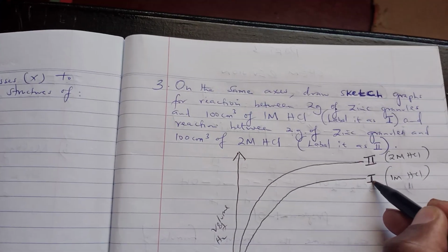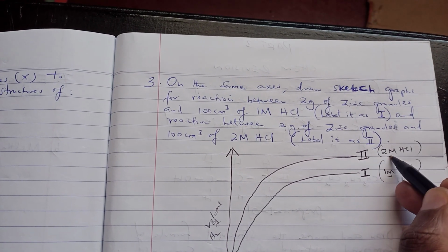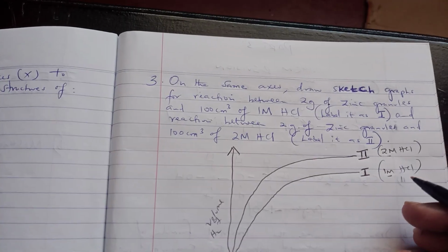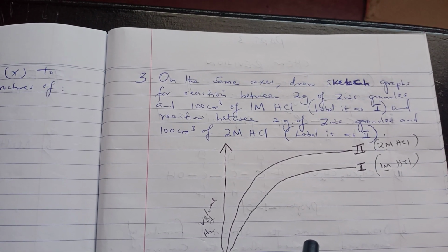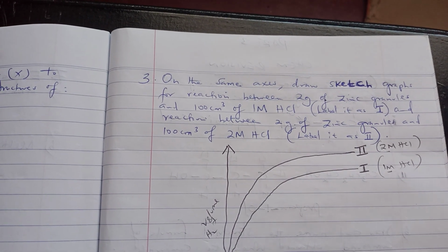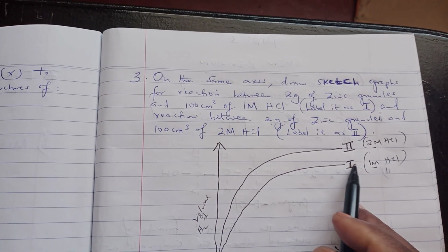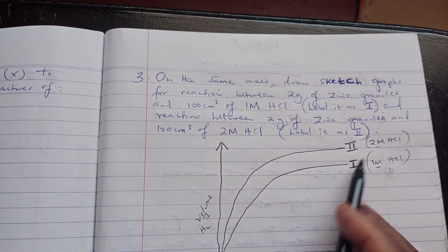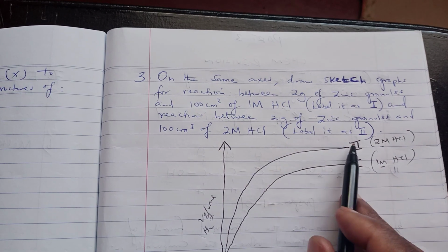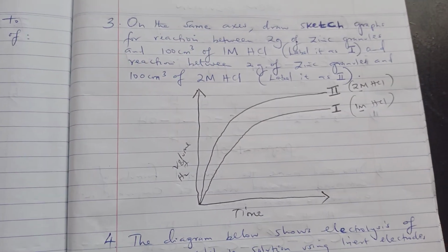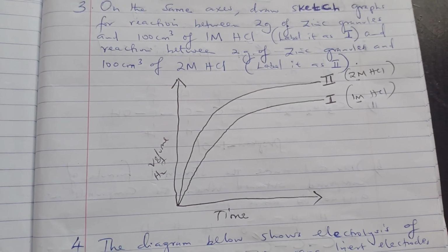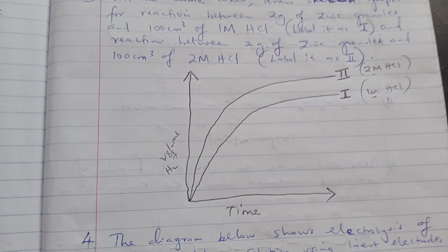You have 2 there, and this one is 2 molar HCl. So you have curve 1 for the lower concentration, curve 2 for the higher concentration. If you look at this, it is very correct. If the concentration is lower, the curve becomes lower here. If the concentration is higher, the curve becomes what? Higher, it will be above, like that. So that is how you're supposed to answer that question. You sketch it like that, and you get your marks.